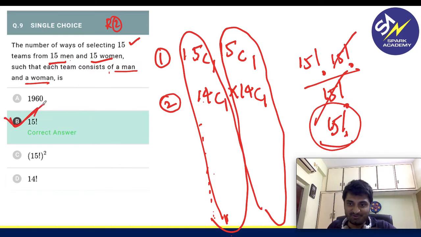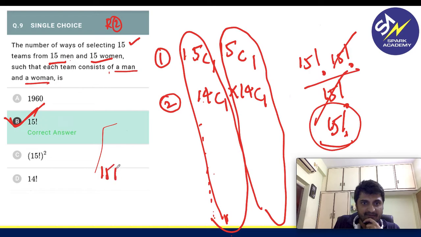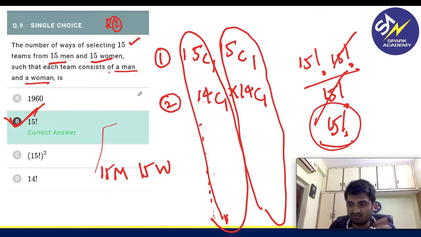Or you can also use the tabular method which I discussed, right? So 15 men, 15 women. You can also use the basic definition of combinations and solve. This is what I'm getting, guys. So men and women, women and men also I can take. So I'm dividing by 15 factorial. 15 factorial, 15 factorial cancelled. So I'm getting the answer as 15 factorial.